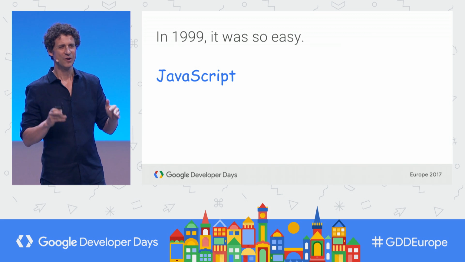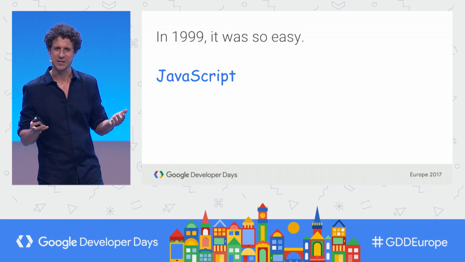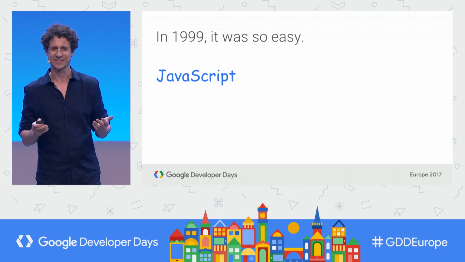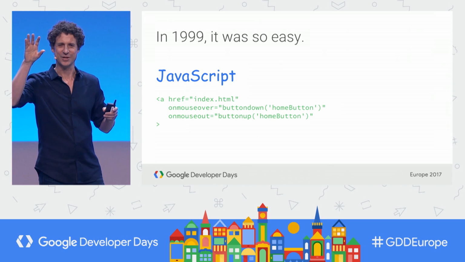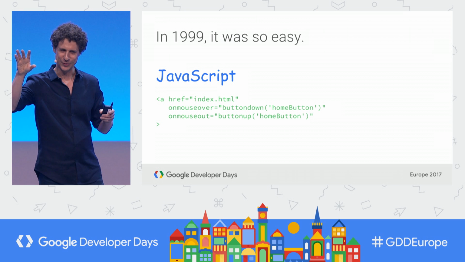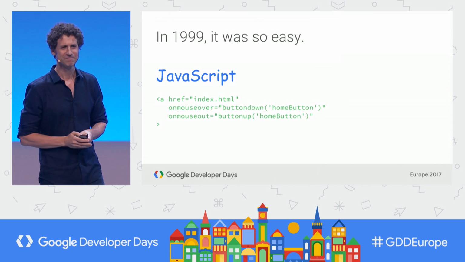And JavaScript wasn't like a real language. It was like a toy language back then. It was used for little things. Remember this thing over here? You could move your cursor over the button, and it would change color. That was pretty cool. That was JavaScript. That was pretty easy.